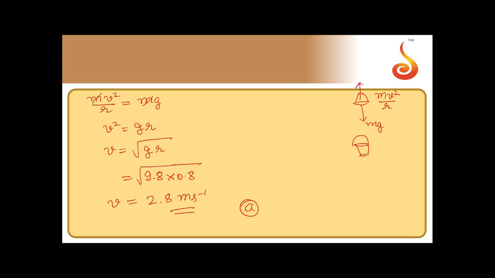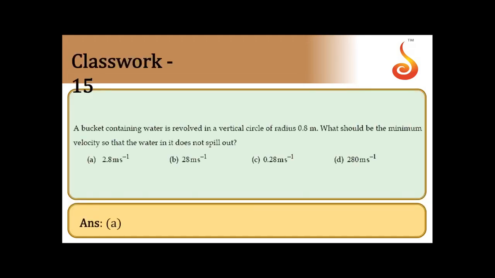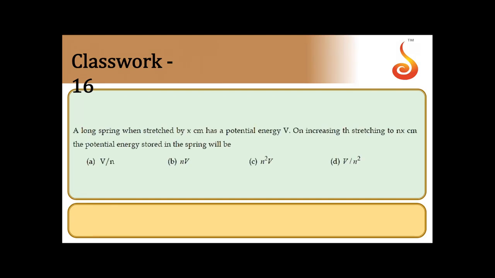Okay, we shall move on to next one. A long spring when stretched by x centimeter produces potential energy V. On increasing the stretching to nx centimeter, potential energy stored in the spring will be. See, potential energy in a spring is half kx square. So u is proportional to x square.